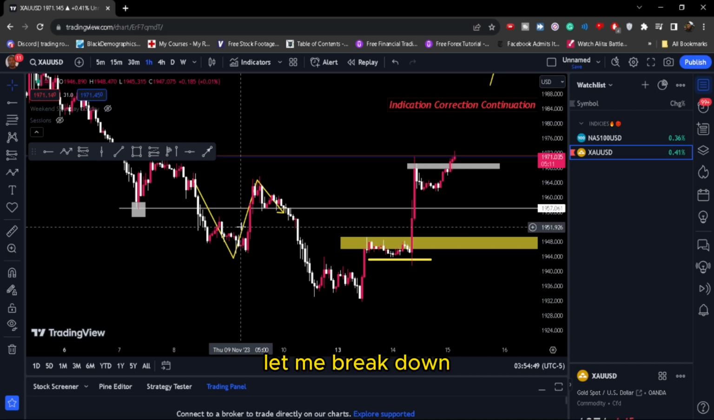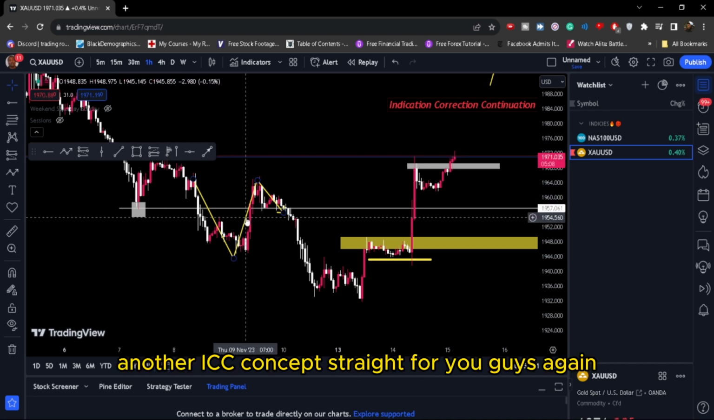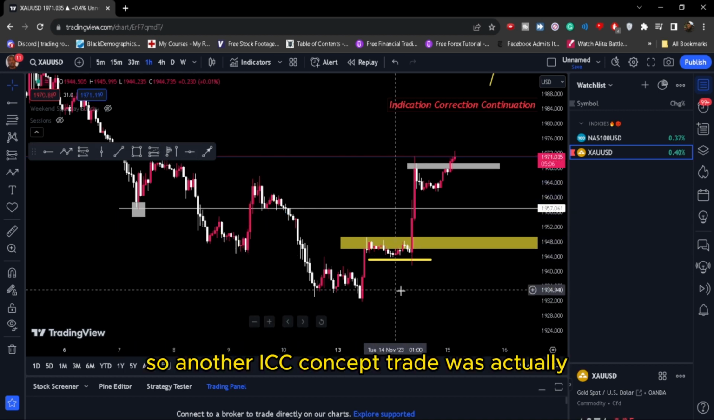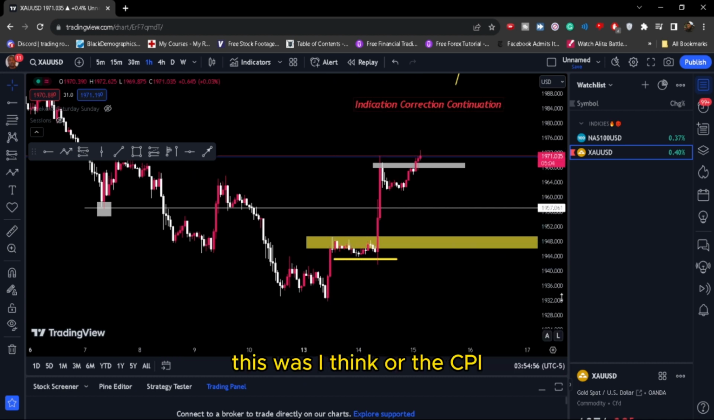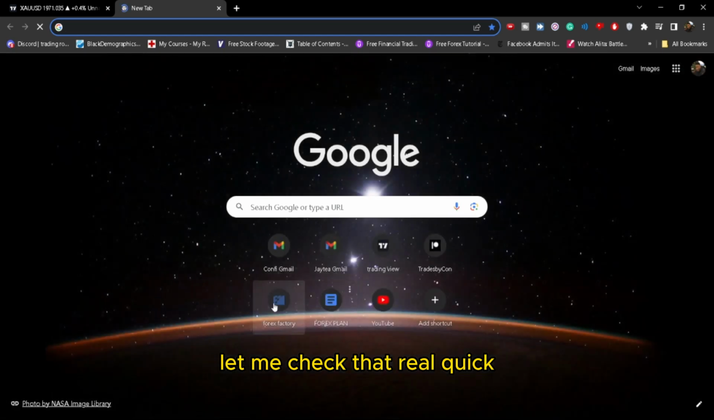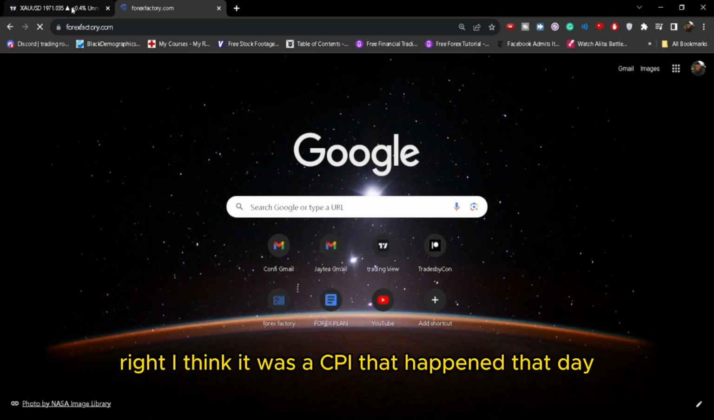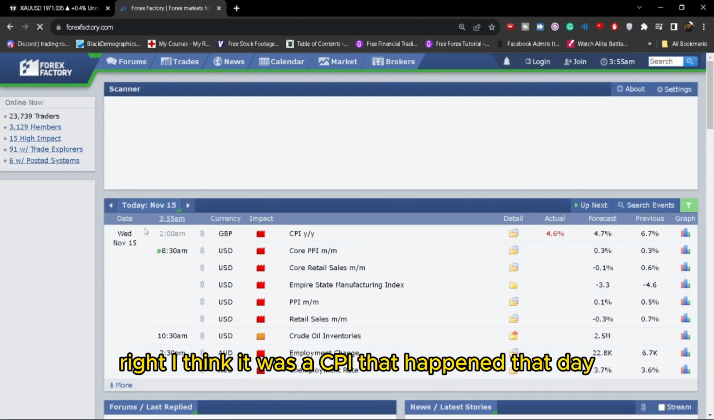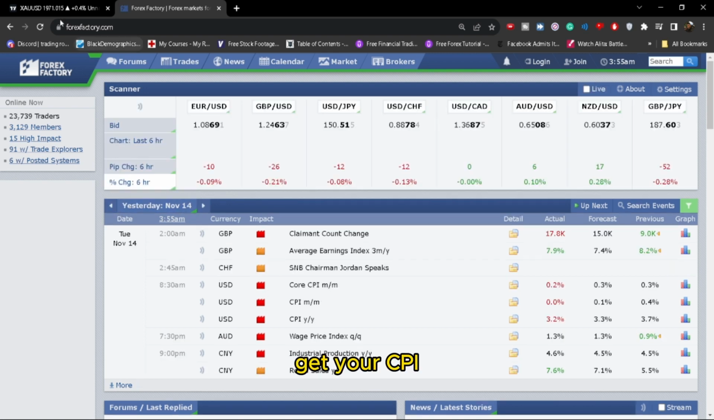So again, guys, let me break down another ICC concept trade for you. Another ICC concept trade was actually this particular trade. This was, I think, the CPI, if I'm not mistaken. Let me check that real quick. Right, I think it was the CPI that happened that day. Yeah, it was CPI, right?